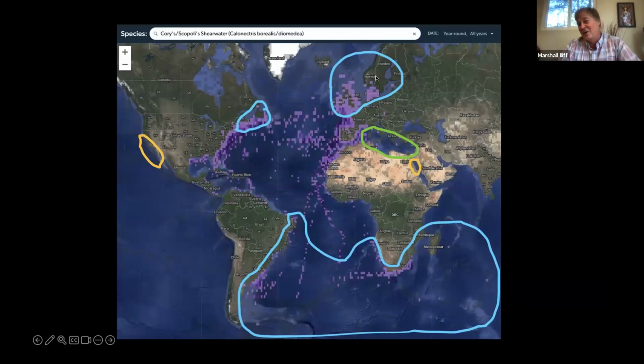The areas in blue are areas where Cory's is way more prevalent than Scopoli's, and we know that from a lot of careful ID, but we have not converted those records because it gets to be sort of an impossible problem to go from Ireland south towards Portugal and try to figure out where's the line where you would stop switching records to Cory's.